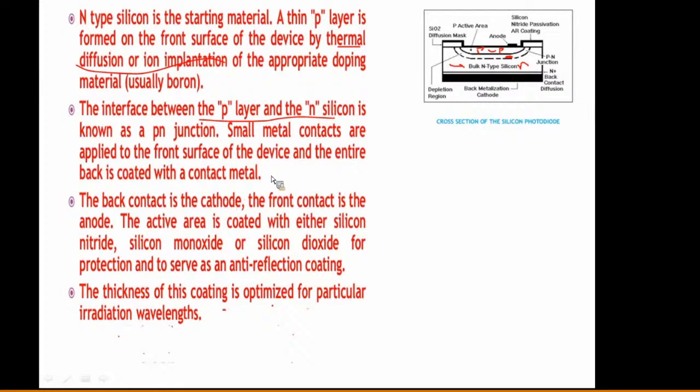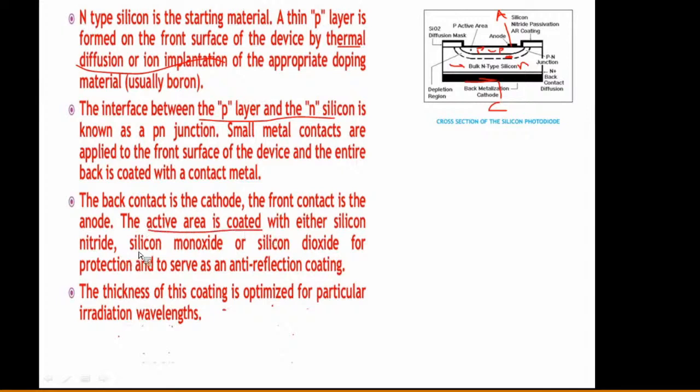Small metal contacts are applied to the front surface of the device. This metal contact is the anode. To connect to the outside world, a metal contact is given. And on the backside also one more metal contact is given. This complete black one is your metal contact. This is your cathode and this is your anode part. The back contact is the cathode and the front contact is the anode.